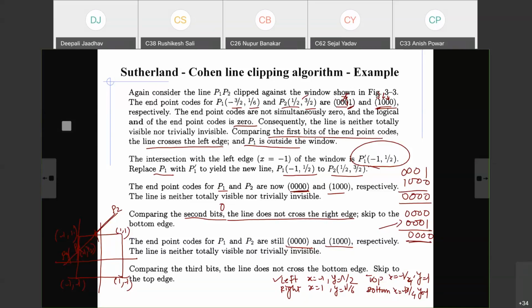P1 is outside the window, or rather, not outside the window. Here P1 is not outside, it is inside. So swap P1 and P2. I am going to give you the next PPT.